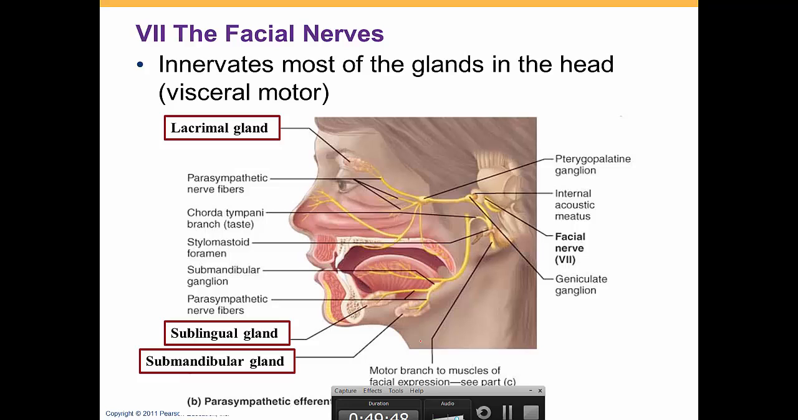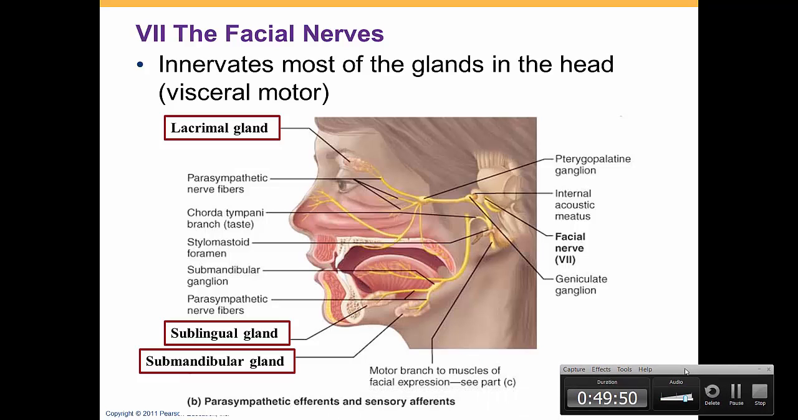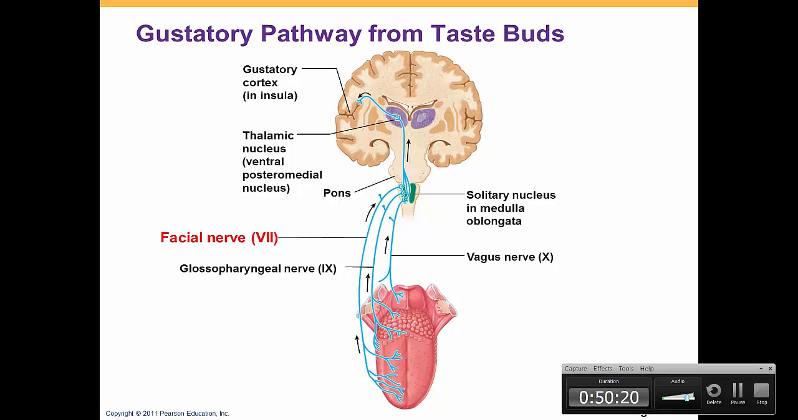In addition to that, the facial nerve also supplies all the glands of the face except one. So what does it supply? It supplies the lacrimal gland. Here, it supplies the sublingual and the submandibular gland. And it supplies also the palatine glands in your palate. It supplies all the glands of the face except one, and this one is going to be here, and it's called the parotid gland.